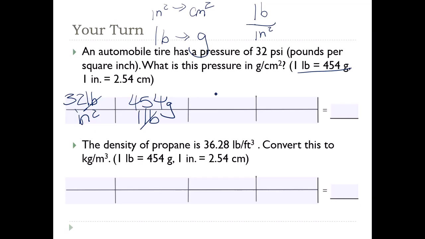And then let's do the final step. Inch squared to centimeter squared. So 1 inch is equal to 2.54 centimeters. And so notice again, this will allow top and bottom to cancel out, and I need to square this. And so then this should be equal to about 2.3 times 10 to the third grams per square centimeter.